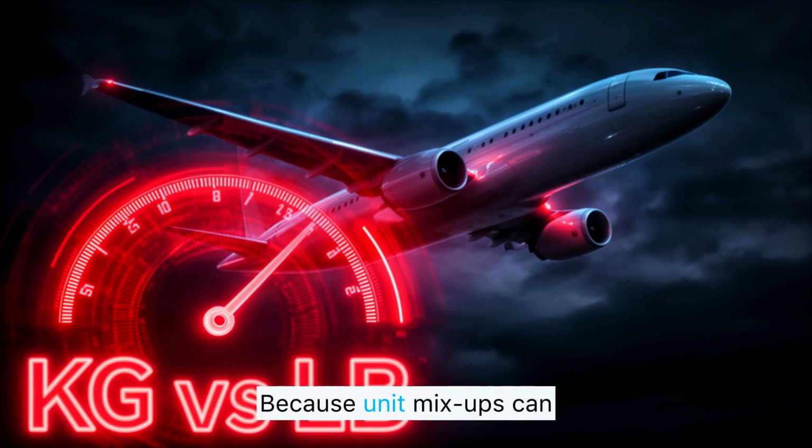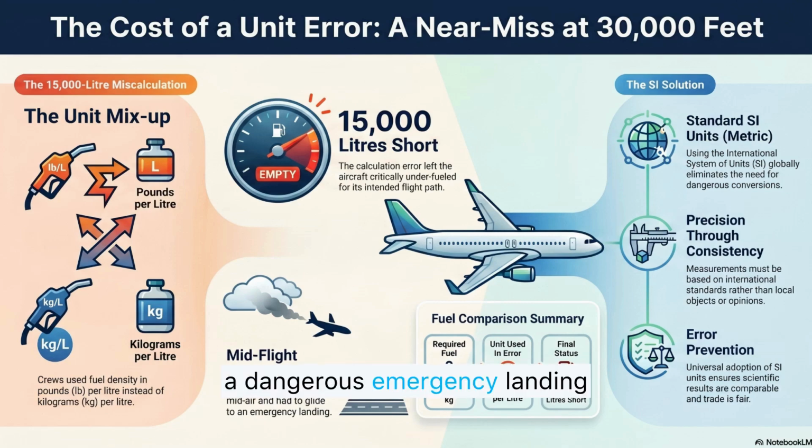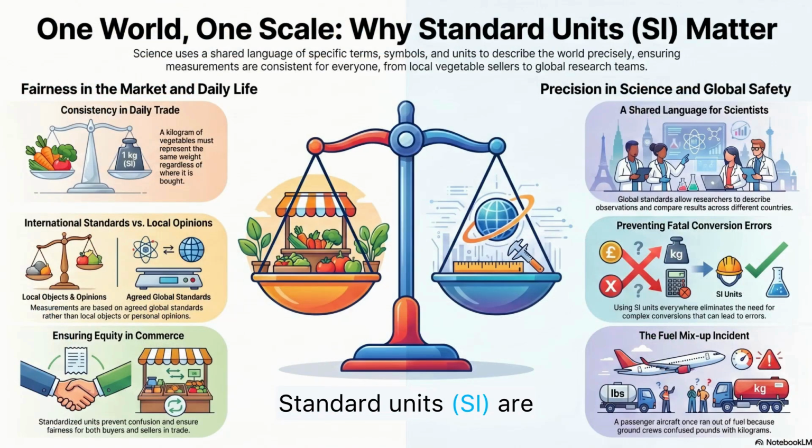Why? Because unit mix-ups can cause disasters. Take, for example, a famous airplane incident where the ground crew calculated the required fuel using pounds per litre instead of kilograms per litre. Because of this mix-up, the aircraft was 15,000 litres short of fuel and had to make a dangerous emergency landing.